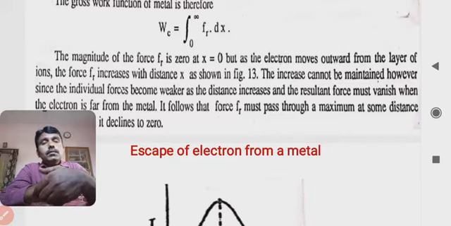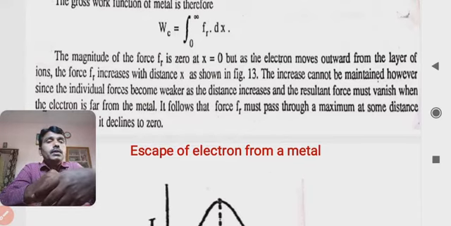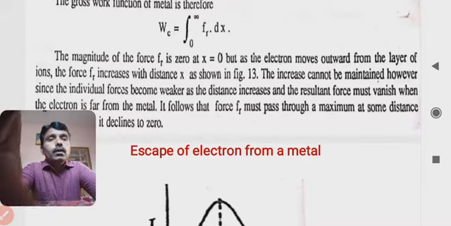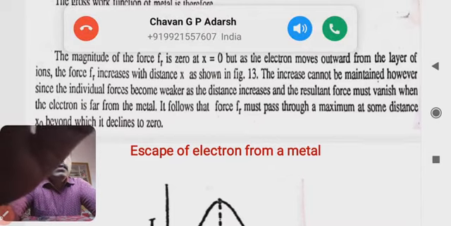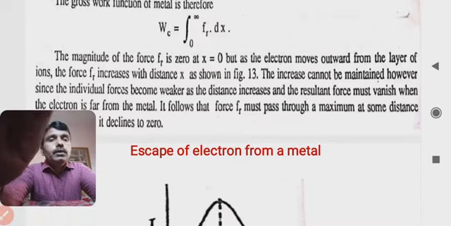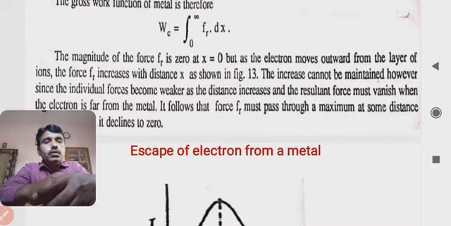Now if the electron is to escape, at x equal to 0 the magnitude of the force F(r) is not very high, and in that case emission of the electron is not possible. But F(r) increases with the distance, that is, F(r) dx increases with the distance dx, and that gives the case of escape of the electron. The force reaches a maximum with the displacement, that is the work done, and only then the electron escapes.